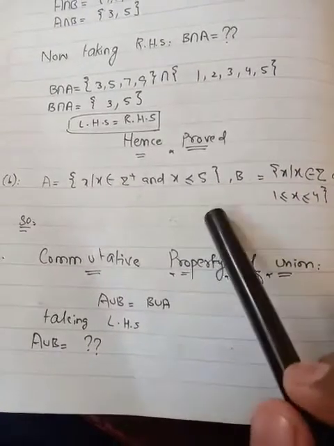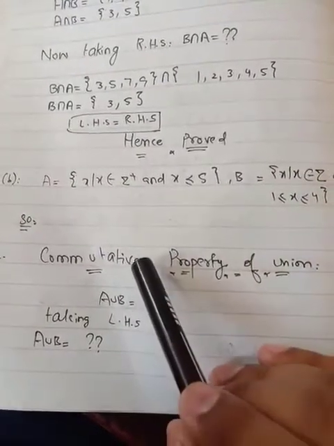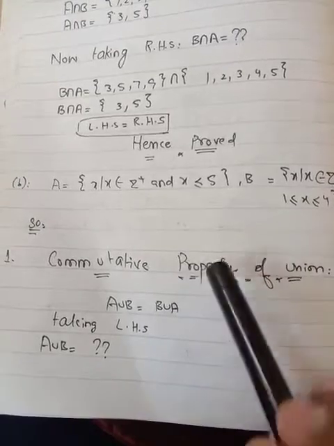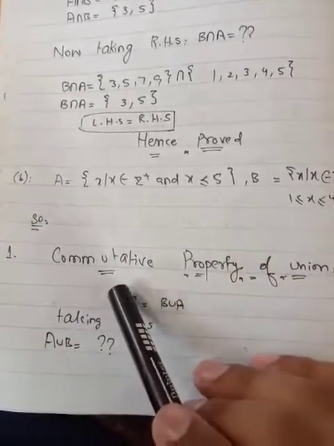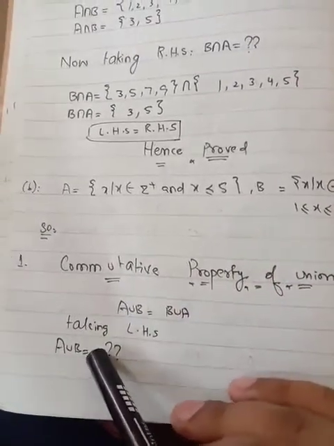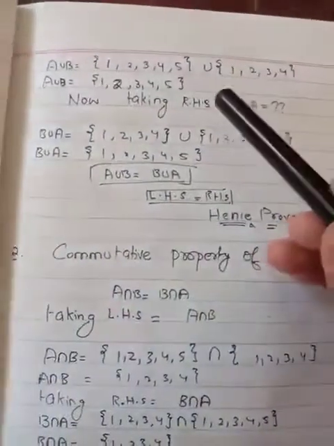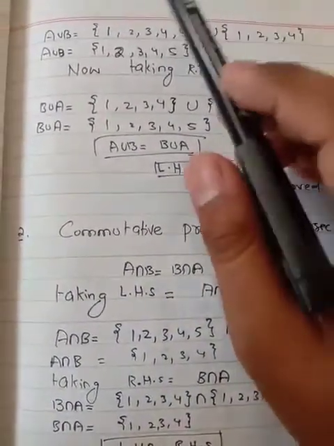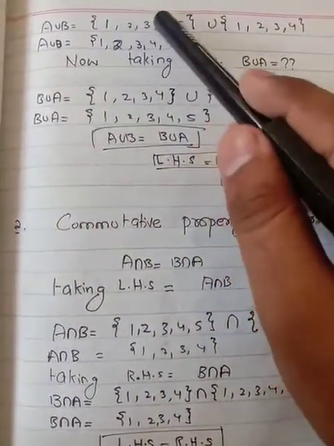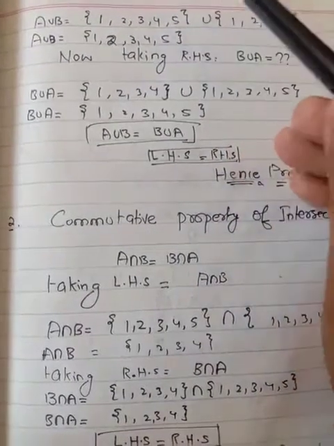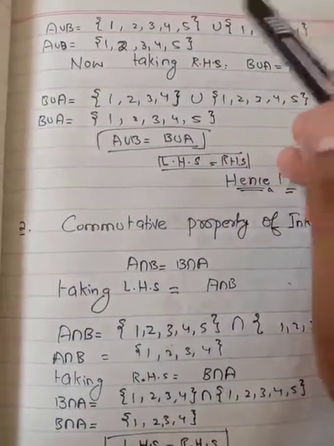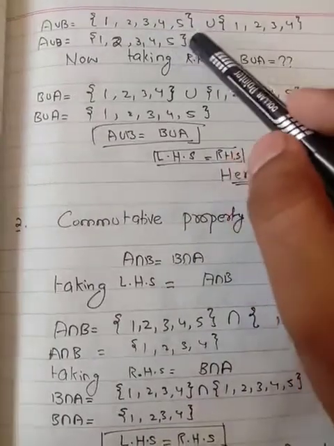Now we have to find the commutative property of the union. Commutative property of union is A union B equals B union A. First we will find the left hand side, that is A union B. Here A set is 1, 2, 3, 4, 5 and B set is 1, 2, 3, 4. Their union will be 1, 2, 3, 4, 5.